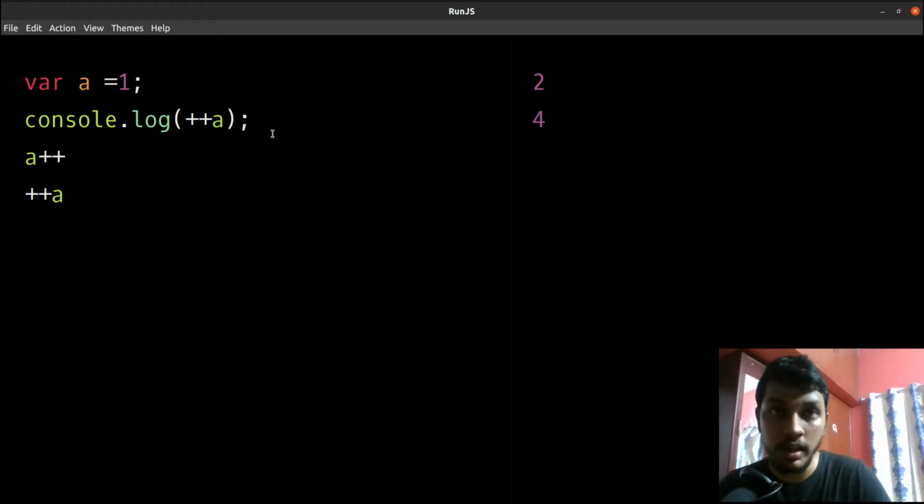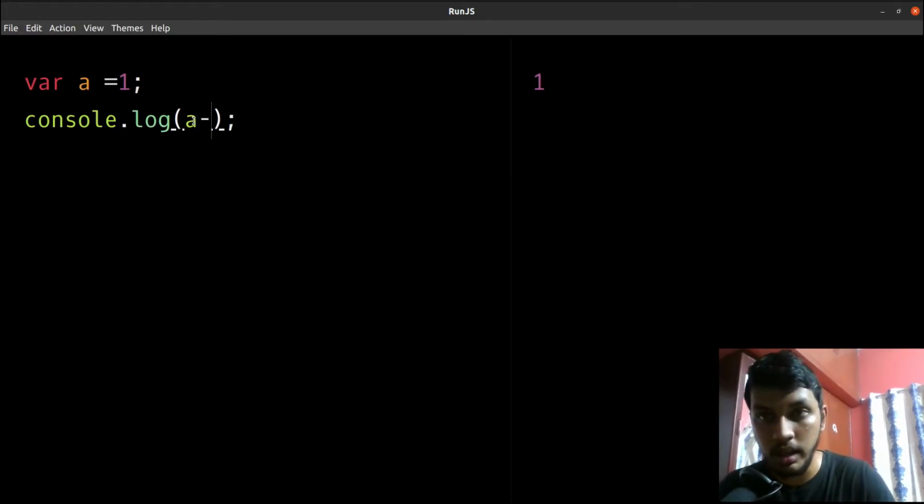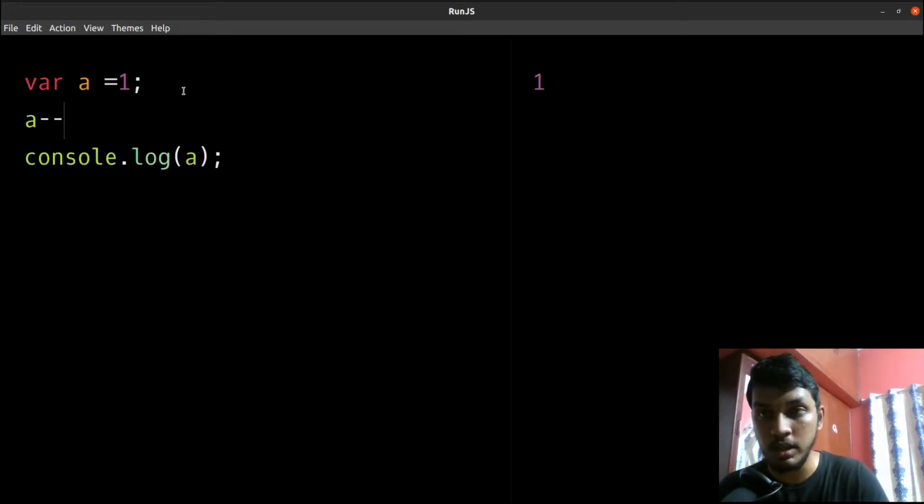Now let's take a look at the decrement operator. The decrement operator is similar to the increment operator and it also has two types. Now let's say a minus minus, nothing happens, and let's just say the pre-decrement operator, minus minus a, it gives 0, and just for the sake of trying, let's just say a minus minus over here and it returns 0.